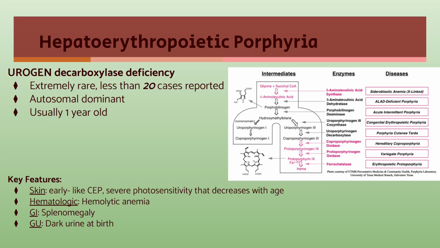However, this mutation in this type of disease presentation is rare, but also similar to CEP. So even though it shares the same type of enzyme as PCT, it looks more like CEP, which is one step above it in the pathway. You're going to have a photosensitivity that is severe, and it decreases as the age gets older, as well as changes such as dark urine, hemolytic anemia, and splenomegaly.